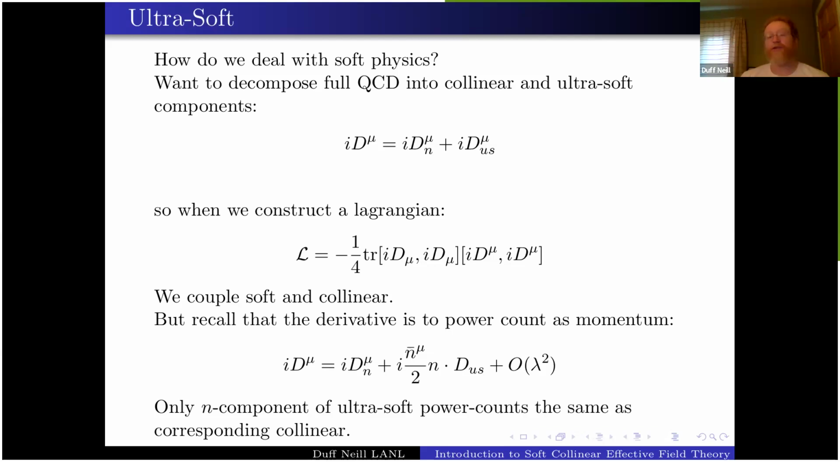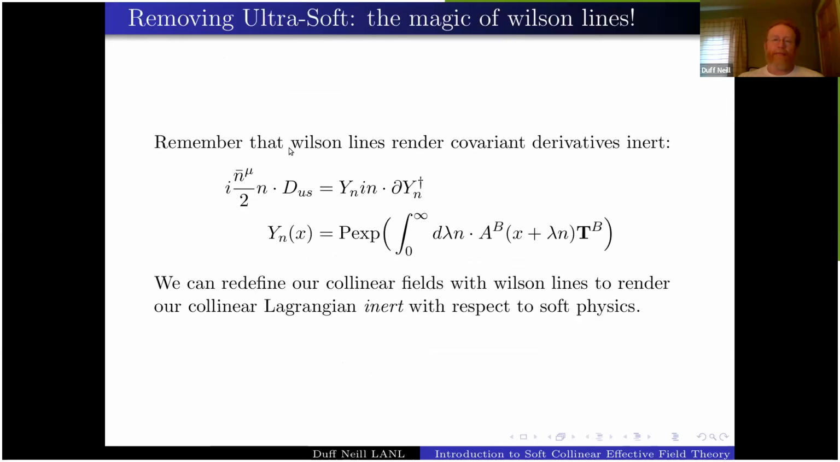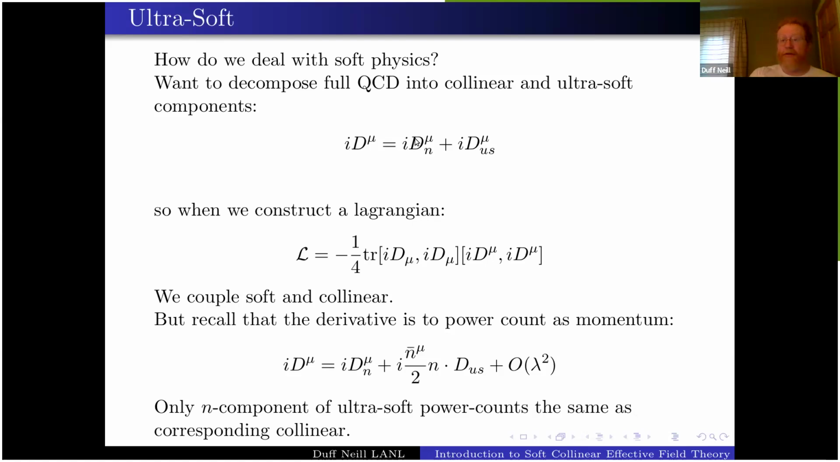I need to color neutralize my entire system. And so there's only one way at leading power for me to do that color neutralization, which is that Wilson line. So how do we deal with the soft physics then? Well, once again, we wanted to take our full QCD covariant derivative and split it into a collinear covariant derivative and an ultrasoft covariant derivative.